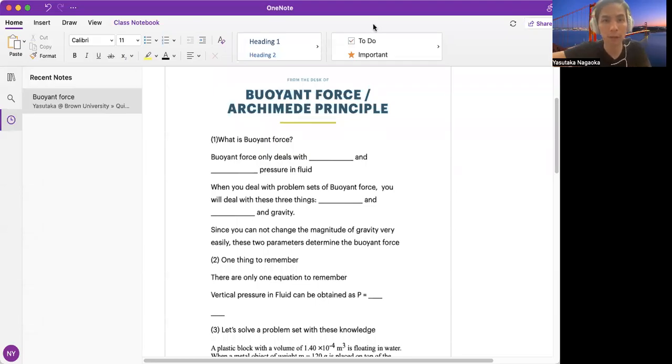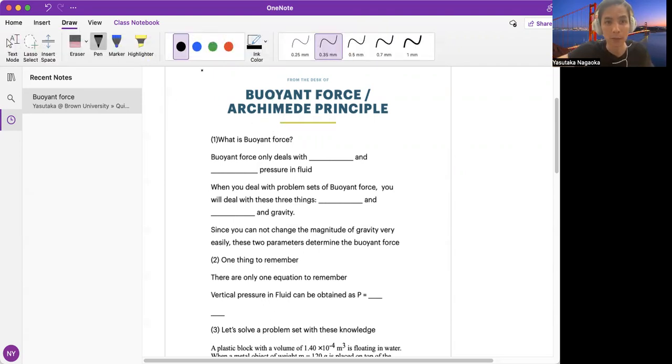Okay, in this video, I'm going to explain buoyant force and Archimedes' principle using one problem set. We're going to go through how to solve the problem set about the buoyancy force. Buoyancy force is the force that is applied to an object in fluid. And when you want to solve a problem set on the buoyancy force, it's pretty simple.